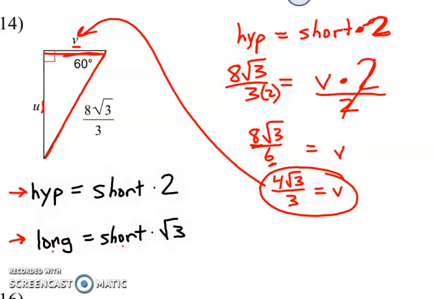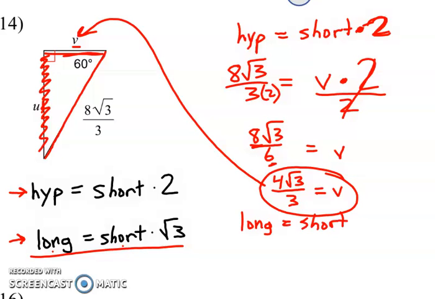Okay, so now that I've got that, now it's time to solve for this other longest side. And I'm going to use this equation here. Okay, so again, I'll rewrite that. The long side equals the short side times the square root of 3. And plug in what you know. We know that the long side is just a variable that we're calling U for right now. But now we know that it's equal to the short side, which is 4 times the square root of 3 over 3. And we're going to multiply that by the square root of 3.